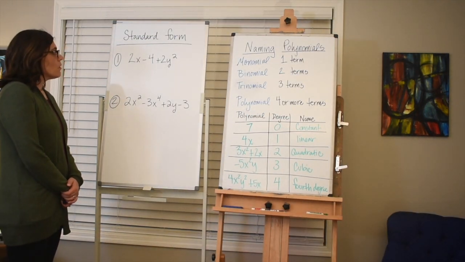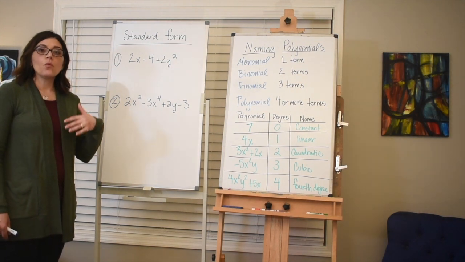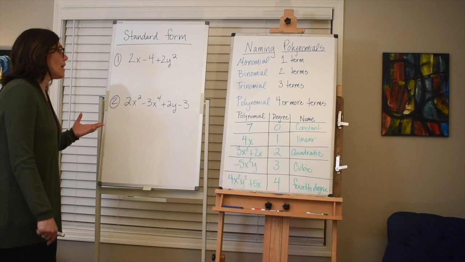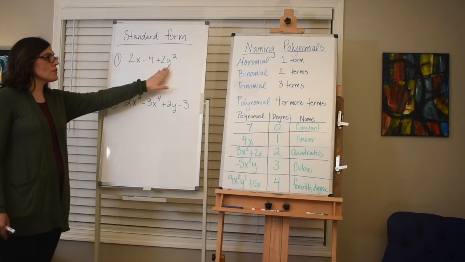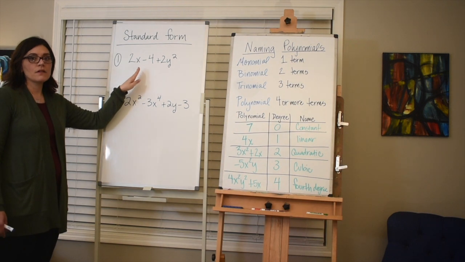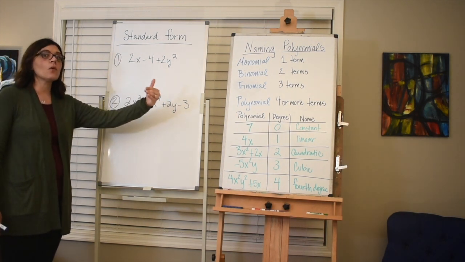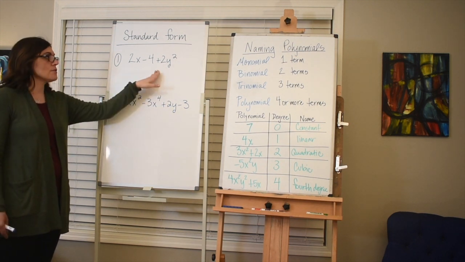Okay, so when we're simplifying polynomial expressions, we need to write our final answer in standard form. And the way that you write an expression in standard form is you start with the term that has the highest variable power, and then you write it in descending order until you get to the constant term. So let me show you how to do that.